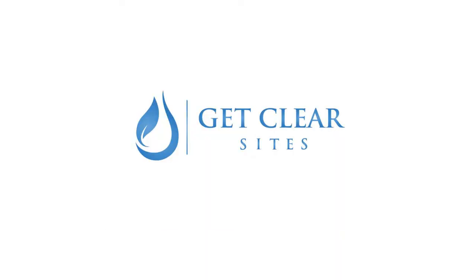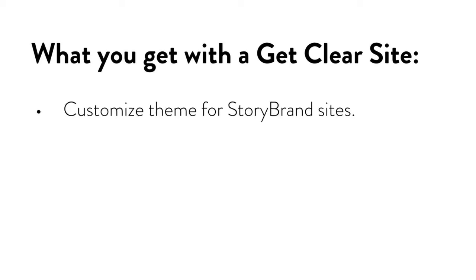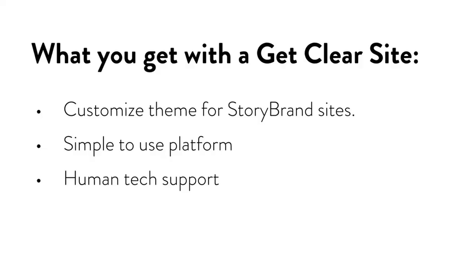All right. Well, we've got to respect people's time, but I just want to go over some of the stuff by means of summary. What you get with the Get Clear site, you get a customized theme for StoryBrand sites, which the public is just dying for. I think it seems like it. You get a simple to use platform, as you saw, easy to make edits. You get human tech support, which is huge for people like me, because you don't want to just look at tutorials all the time. You don't want to go to age-old chat rooms or forums that haven't been updated in a long time. You actually pick up the phone and you can call somebody for actual support.